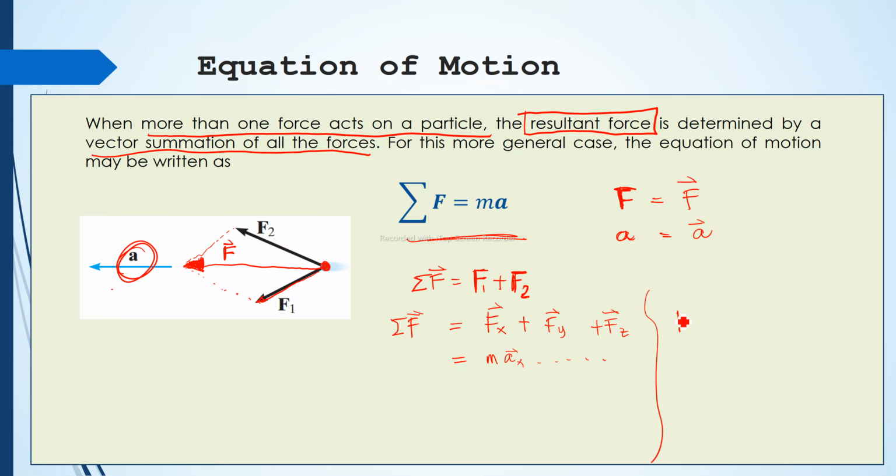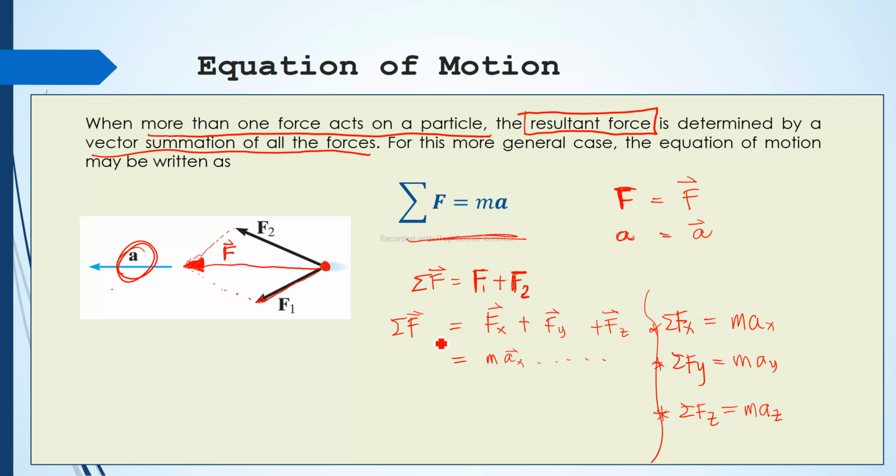The summation of the forces along x is just equal to the mass times the acceleration along x. The summation of forces being applied to the particle along y is equal to the mass times the acceleration of the particle along y, and the summation of forces along z is just equal to the mass times the acceleration of the object along z. So this is what we call our equation of motion. Actually, these formulas are the ones generally used during your statics of rigid bodies.